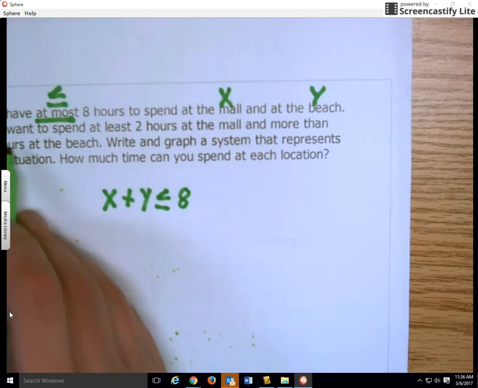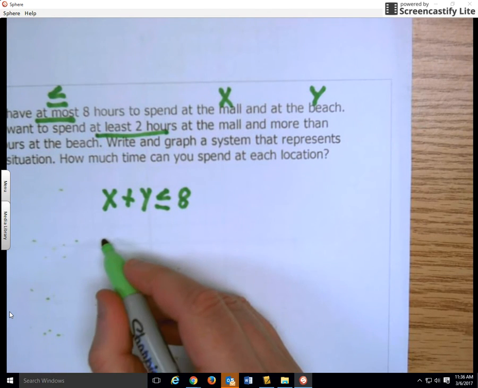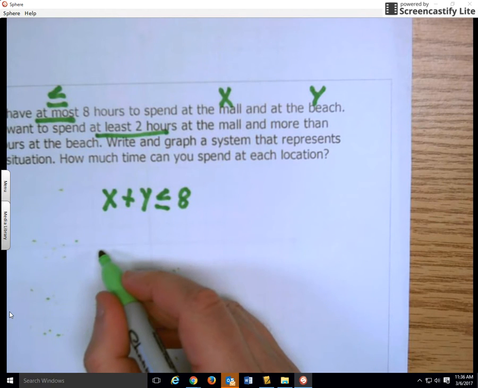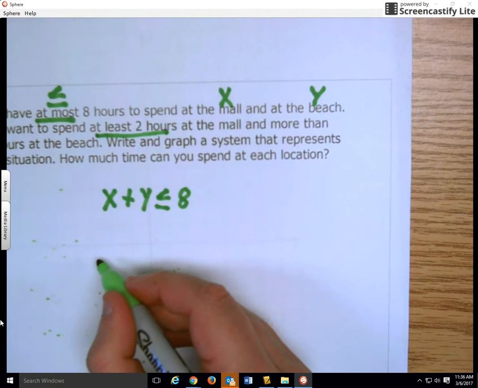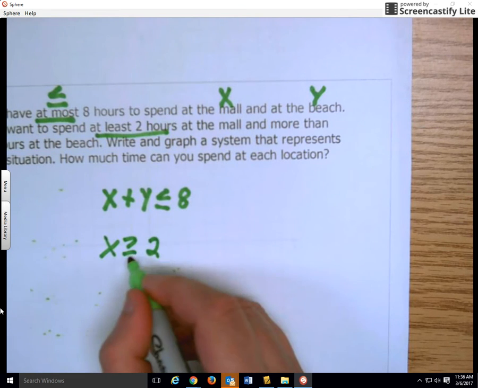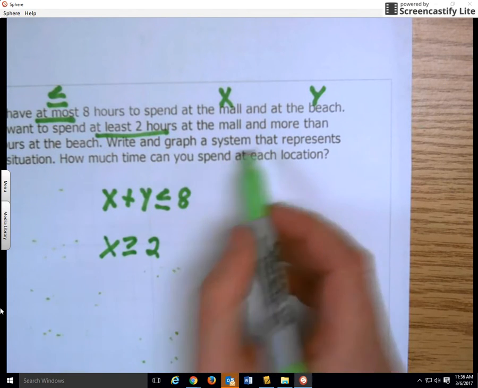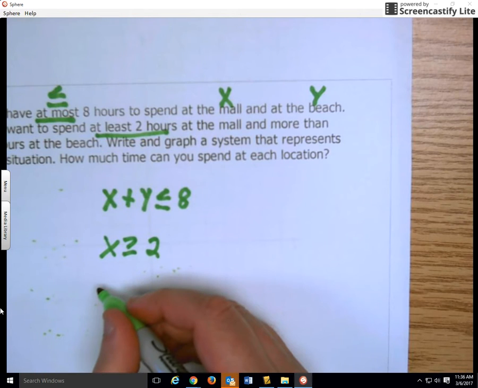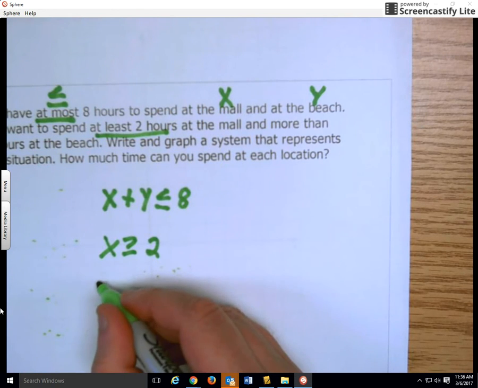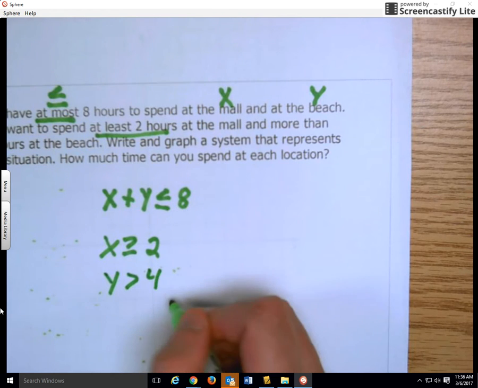You want to spend at least 2 hours at the mall. So the time at the mall, which we'll call x, is at least 2 hours. So a great way to represent that would be something like x is greater than or equal to 2. Time at the mall is at least 2 hours. And more than 4 hours at the beach. You want to spend more than 4 hours at the beach. So y is greater than 4.